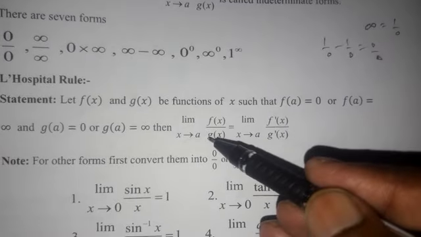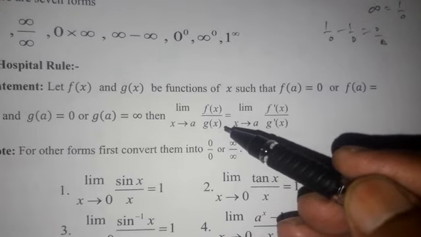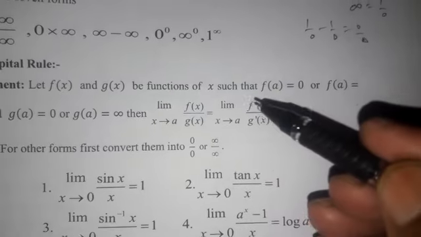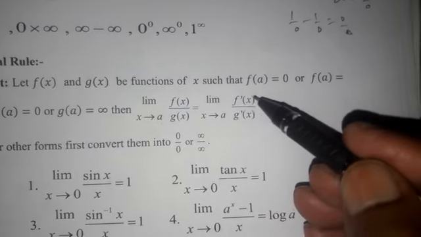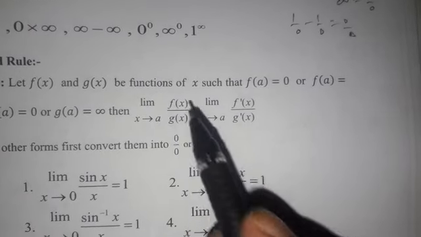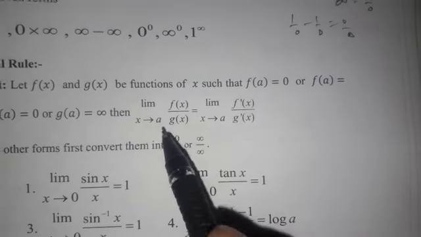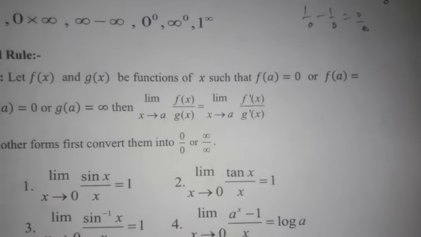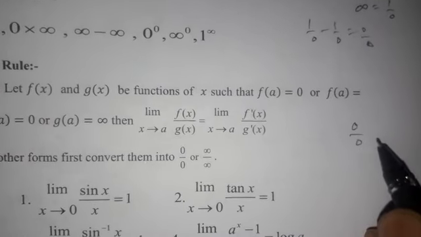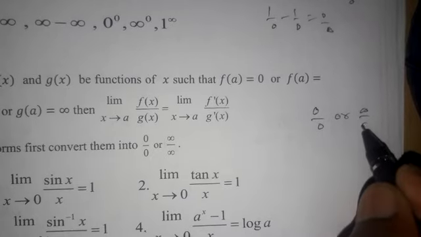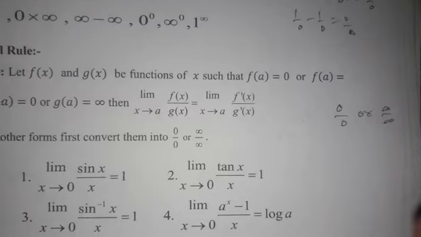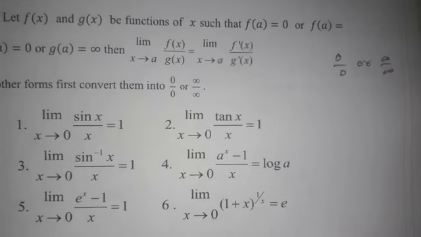Then, see carefully, limit x tends to a, f of x upon g of x is equal to limit x tends to a, f dash of x upon g dash of x. It means we take the derivative with respect to x of the numerator and denominator separately, right? And for that we must have either 0 by 0 or infinity by infinity form. Mostly we prefer 0 by 0. Rarely we may use infinity by infinity.